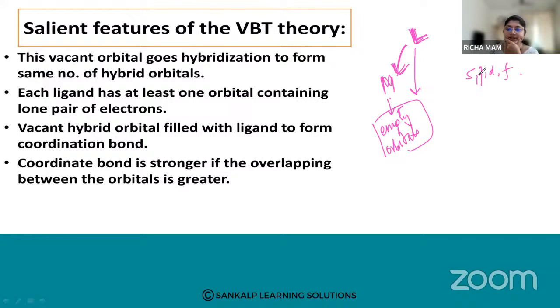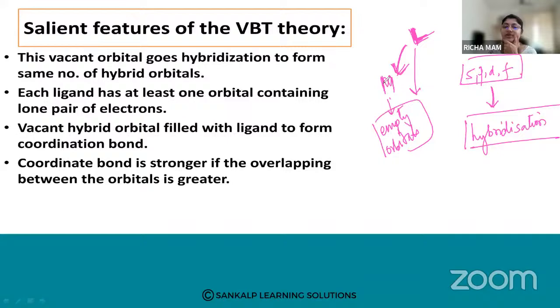These empty orbitals are used for hybridization. Hybridization means it gives you a new set of orbitals. Whenever the ligands come in contact with the metal, the empty orbitals provided by the metal are occupied by these ligands. These ligands will undergo hybridization when they come under the influence of the metal.